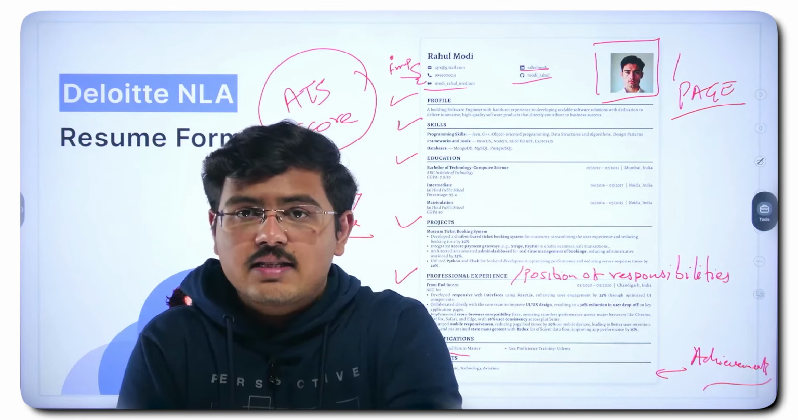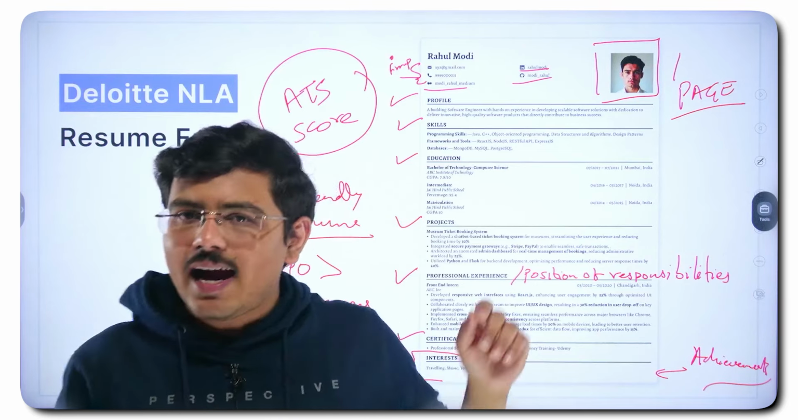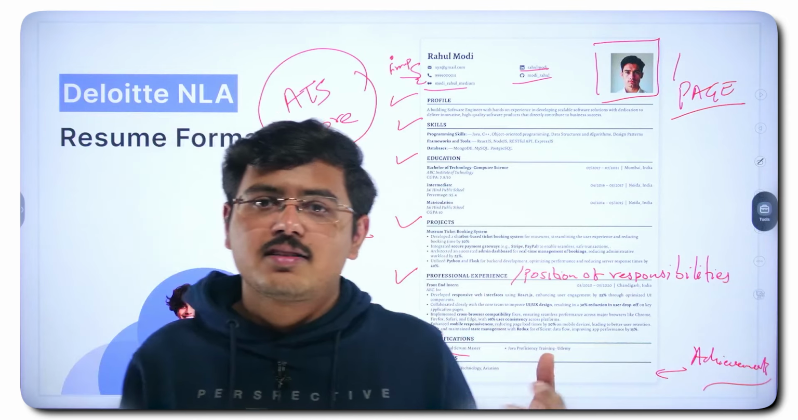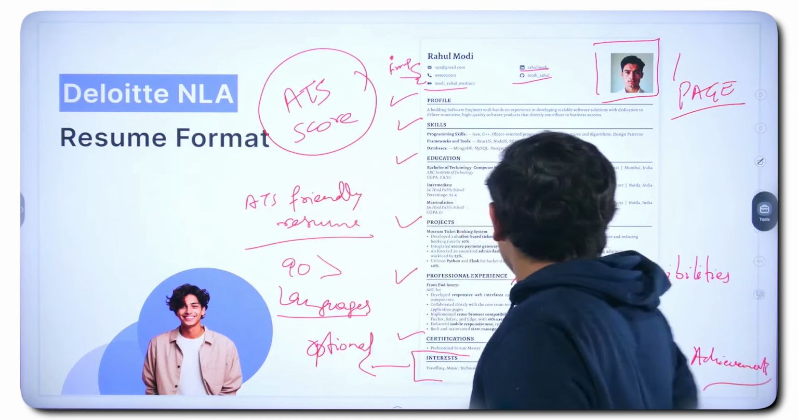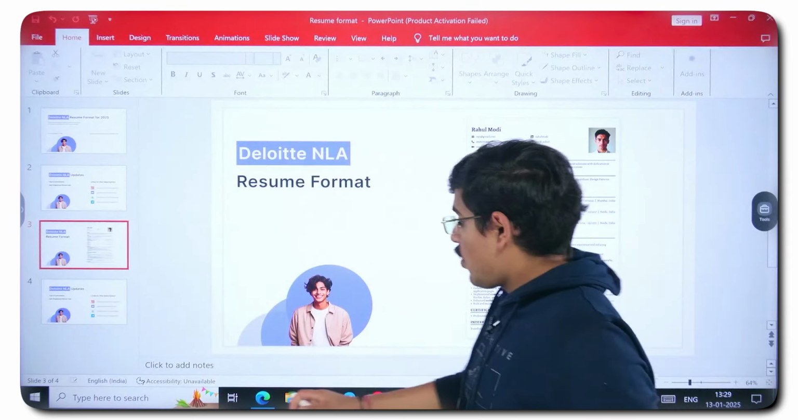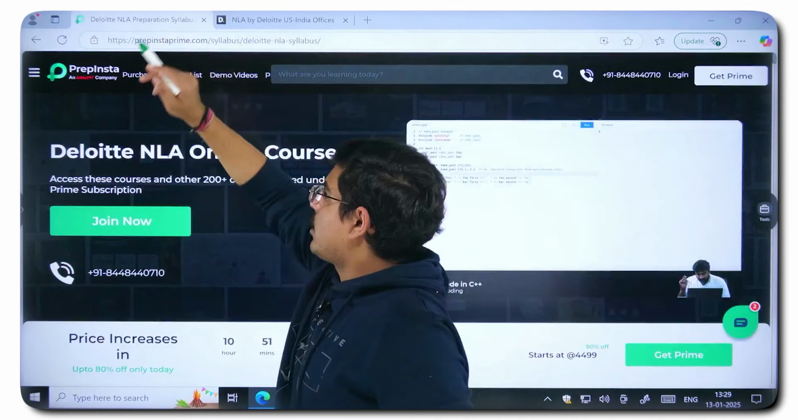Look, I'm not suggesting that you start learning a new skill right now, but try and figure out, add some skills which are relevant to Deloitte. For example, cybersecurity, cloud, AI, data science, machine learning. And if you're somebody who can learn fast, or who's looking for upskilling, what you can do is go to Prepinsta Prime and you can check out the courses.